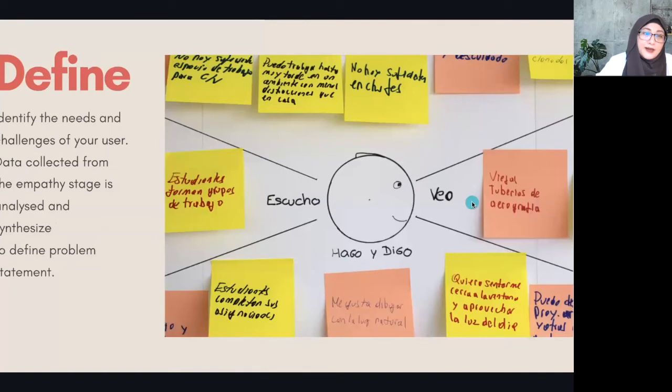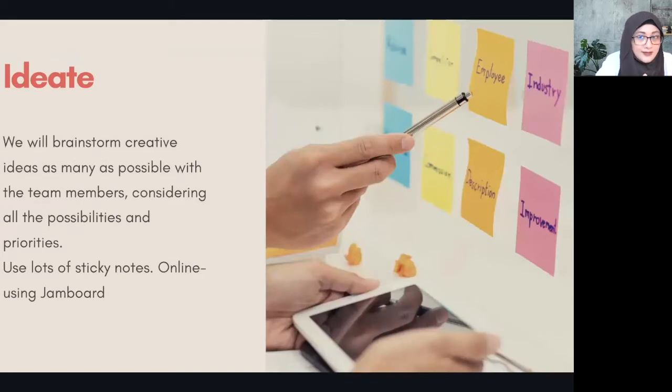The second step is define, where you identify the needs and challenges of your user. Data collected from the empathy stage is analyzed and synthesized to define the problem statement. The third stage is ideate, where we will brainstorm creative ideas, as many as possible, in a team, considering all the possibilities and also priorities. In this brainstorming session, we will use a lot of sticky notes. And if physical meetings are not permissible, we can always use an online platform such as Jamboard for the brainstorming.